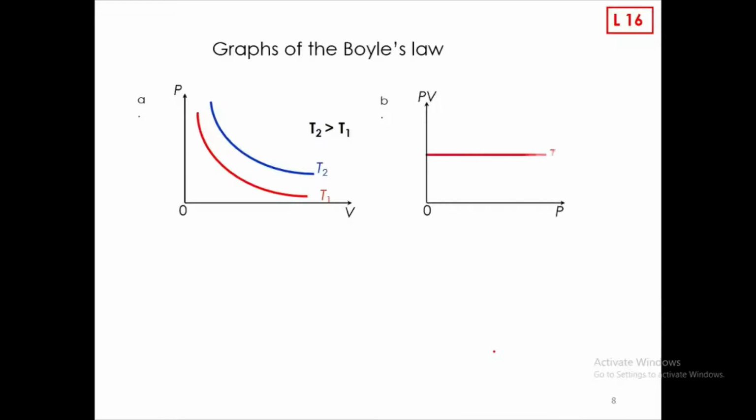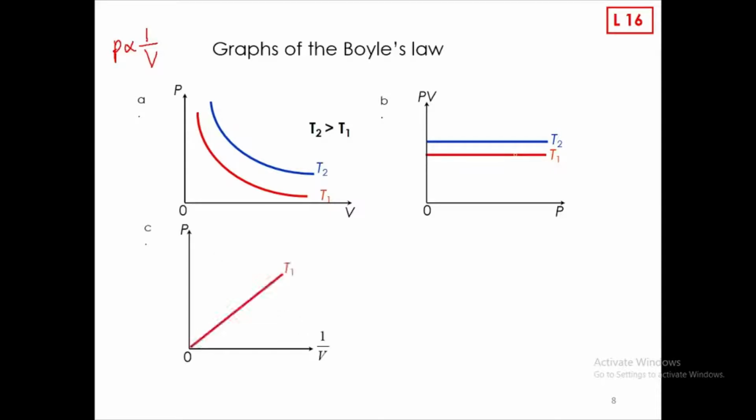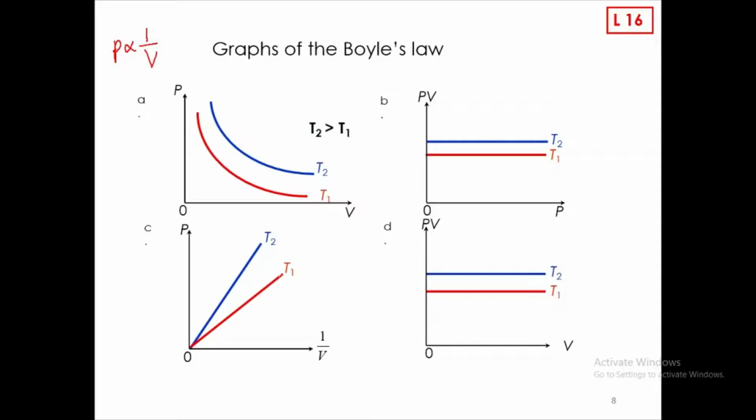If P is inversely proportional to 1 over V, so when P is against V, we will get a graph like this. This one, T2 is greater than T1. If PV is against P, we know here that T1 and T2 are constant with the same pressure and volume. And then the third graph is the formula of P against 1 over V, we will get a straight line. So T2 is greater than T1. And then the last one, PV against volume. T1 and T2 are parallel lines.